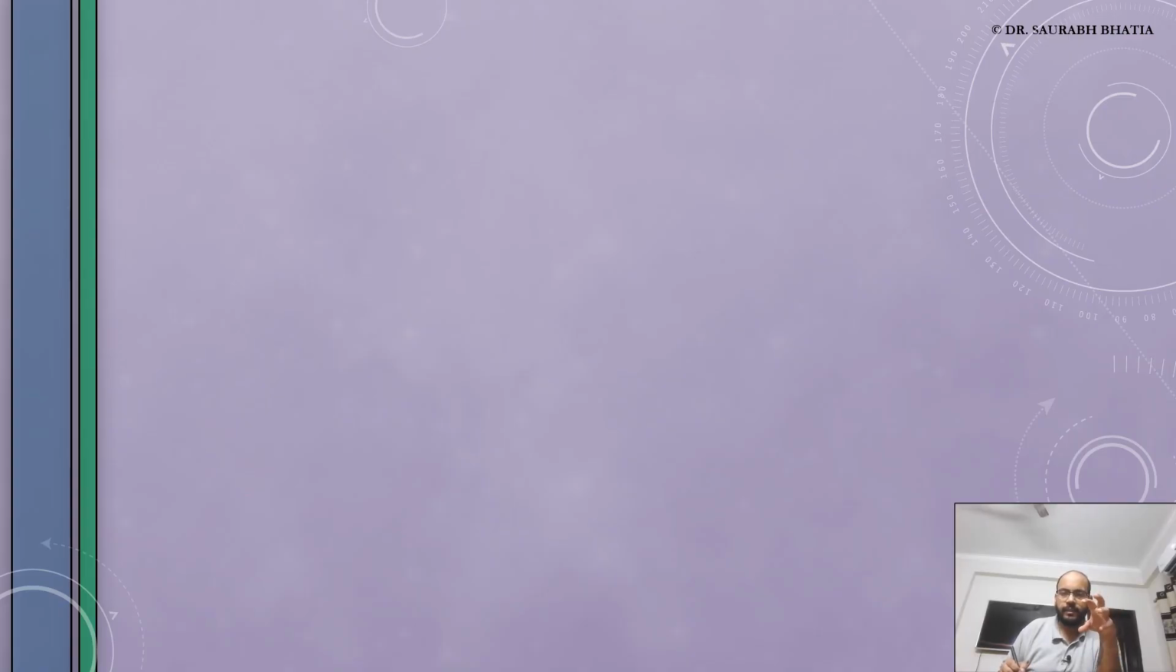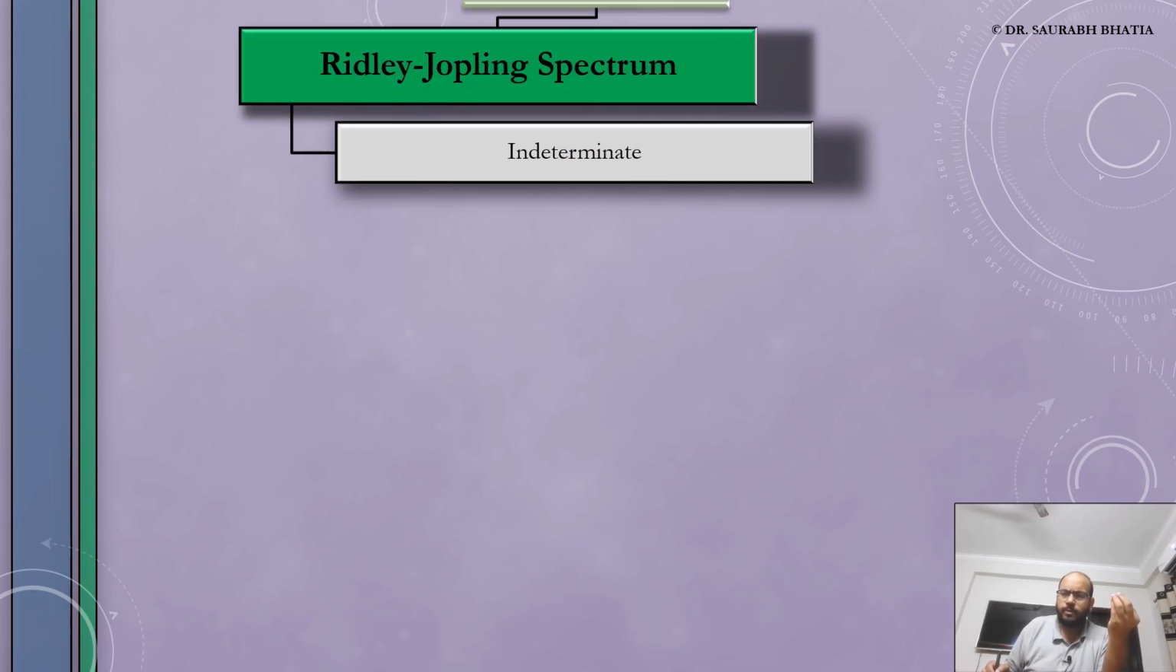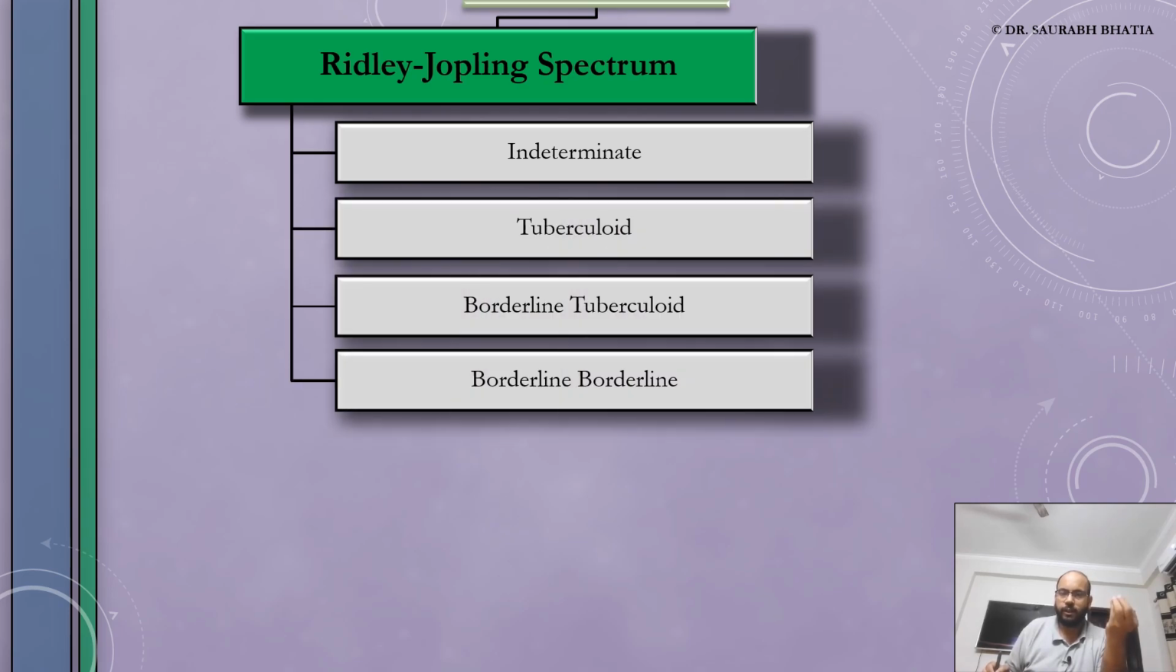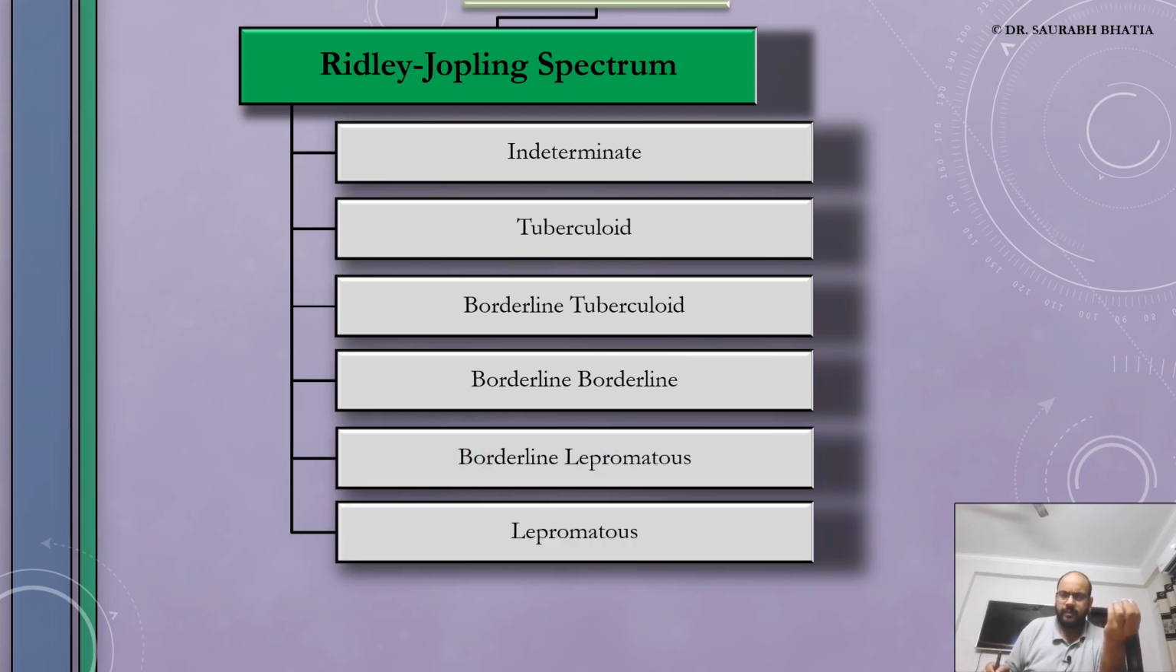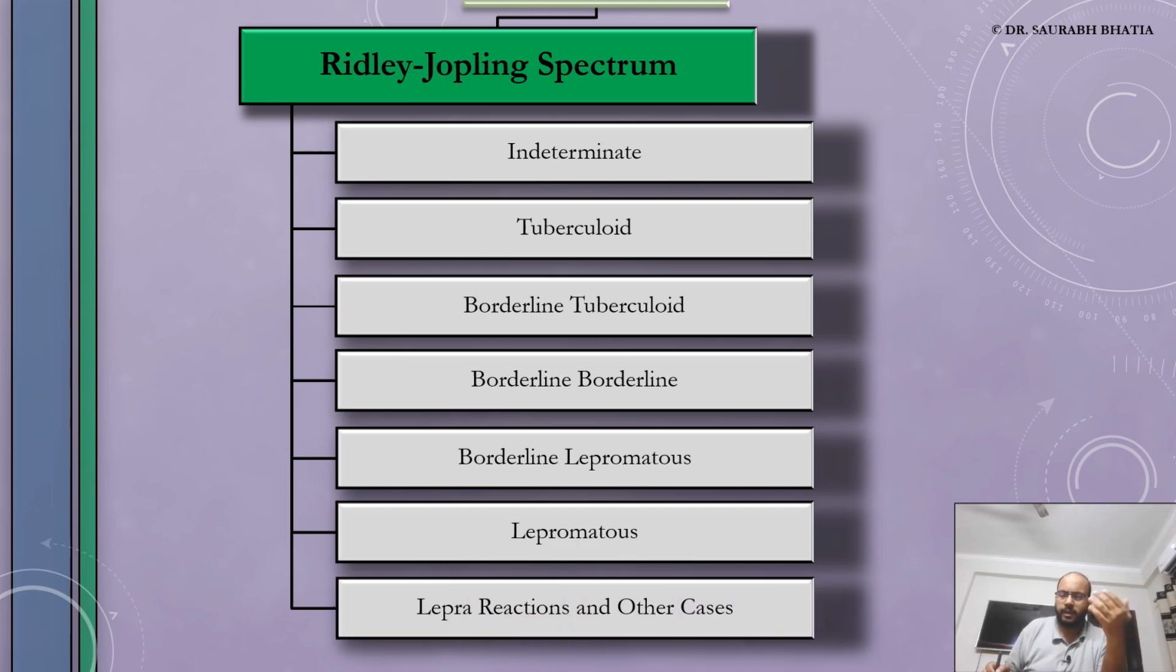So in the last slide, we discussed the spectrum of leprosy and what all changes occur as we move from the tuberculoid pole to the lepromatous pole. And we know that in the Jopling classification, we use histopathology. So what is the Ridley-Jopling spectrum? It's the same spectrum, the same as the classification. It starts from indeterminate to tuberculoid, borderline tuberculoid, borderline Hansen's, borderline lepromatous leprosy, lepromatous leprosy, polar and subpolar both, and lepra reaction in other cases. So we'll utilize these headings to discuss the histopathological findings of various aspects of leprosy, starting first with the indeterminate Hansen's.